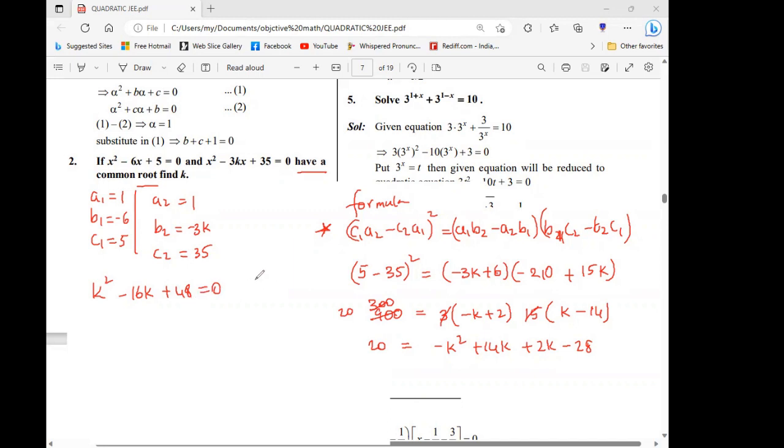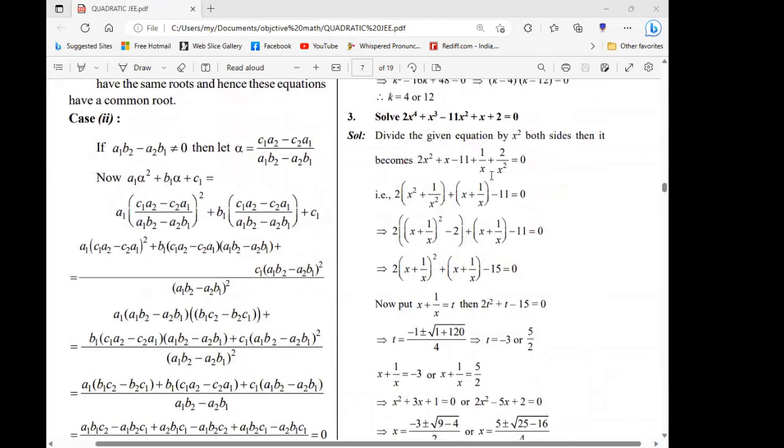48, 12 fours. You can use 12 and 4, minus 12 and minus 4. Therefore, k equal to, you can change this sign, plus 12 and plus 4. This is a shortcut. You can change the signs of these numbers. Those are the rules. So 12 and 4 are the required roots.